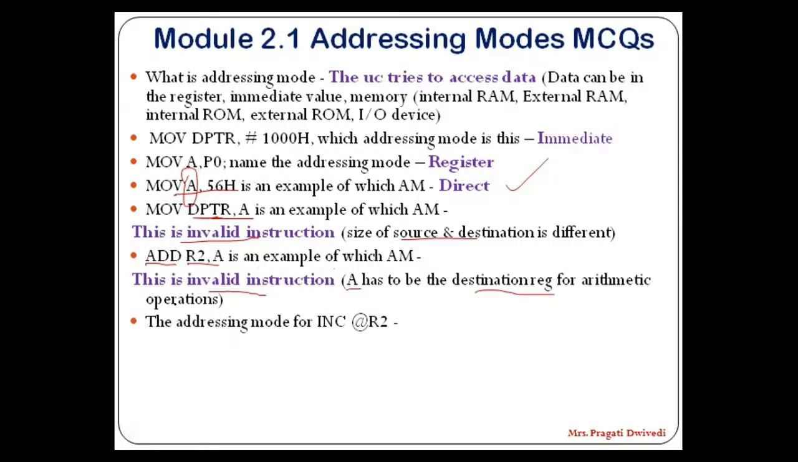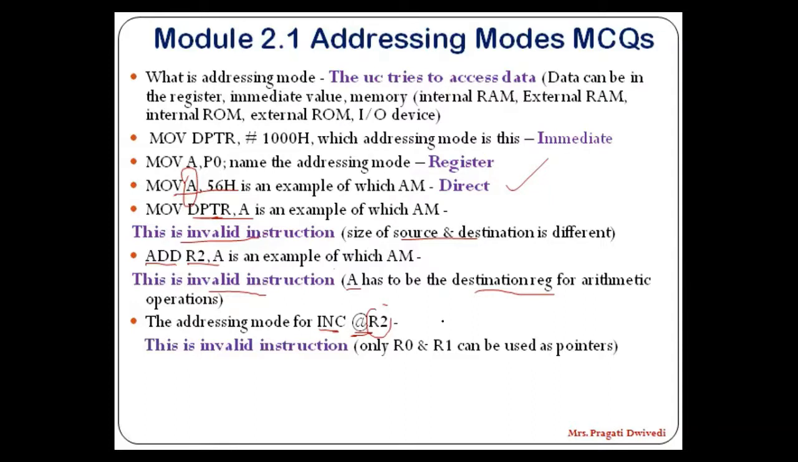Next, the addressing mode for increment. Now, at-the-rate, I said whenever you see at-the-rate, it should strike you that this is indirect addressing mode. So whatever is the content of R2, you don't have to increment that, but the content of R2 will actually give the address of a memory location. Go to that memory location and perform the operation. But is this indirect addressing mode? No, this is again an invalid instruction.